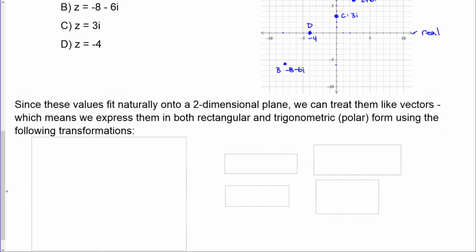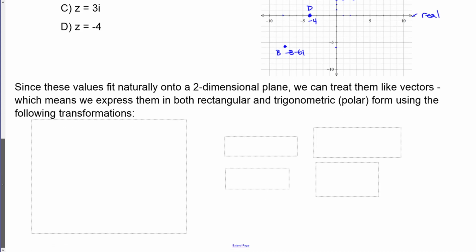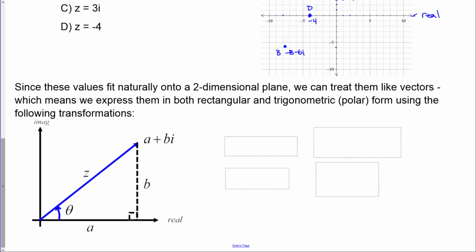Since these values fit naturally on a two-dimensional plane, we can treat them like vectors, which means we can express them in both rectangular and trigonometric or polar form using the following transformations. So if I have a point a plus bi somewhere in the real and imaginary plane, a is the distance that I've traveled in the real direction, b is the distance that I've traveled in the imaginary direction. So that particular point can be labeled also using distance from the origin and an angle measure as well.